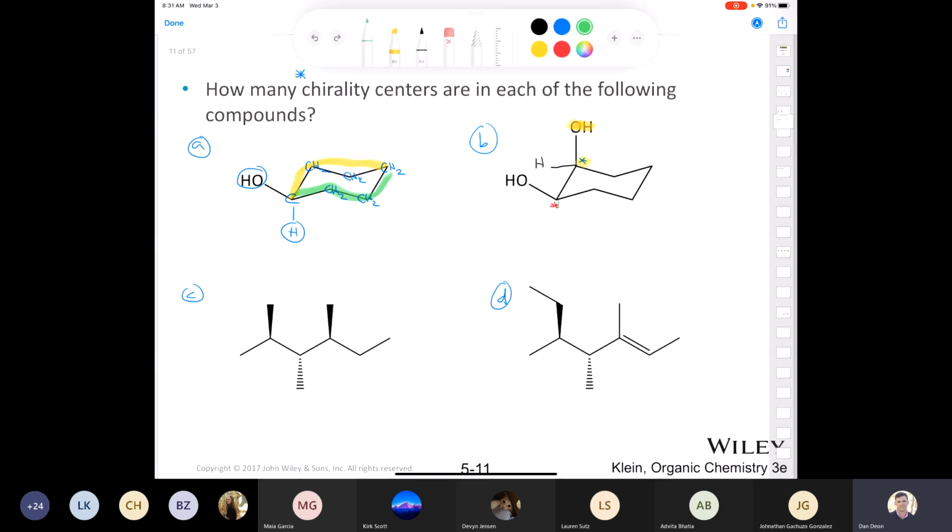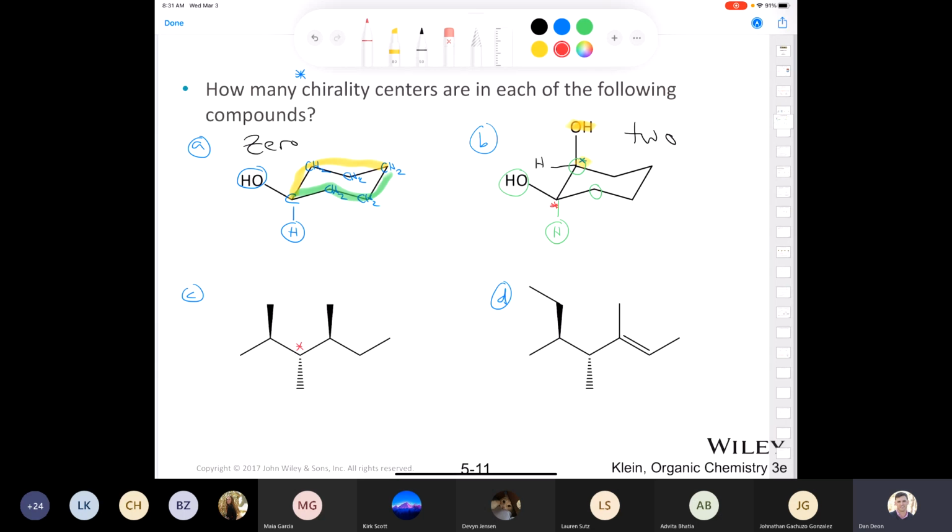We'll do it a little quicker. It's attached to this hydrogen, this hydroxyl, this carbon, which is different than this methylene here. And so we have 2 chirality centers. So the first one was 0. The second one is 2. What about C? Does anybody have an answer for C? I'm gonna have to speed it up a little bit after this. Yeah, the answer for C is that there's 2, okay?